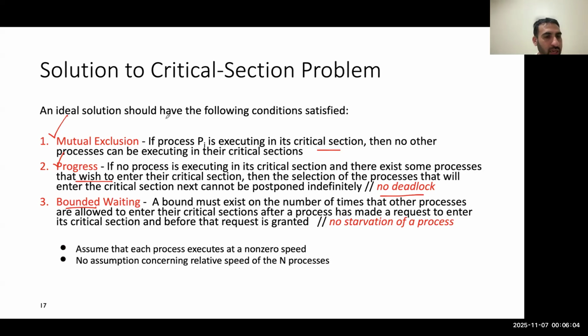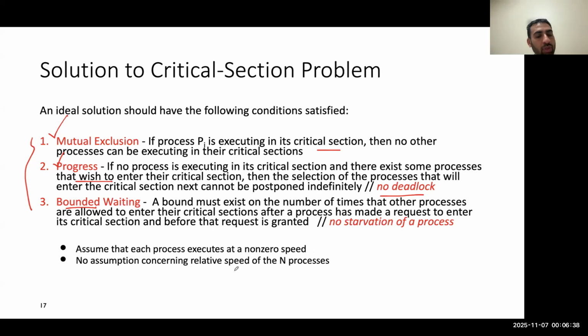When we are trying to build a solution for the critical section problem, and that solution is supposed to have all these three features, we are assuming that all these processes execute at a non-zero speed. Non-zero speed means it takes some time, some latency, for those processes to execute. It's not an ideal world where a process can execute in zero time.